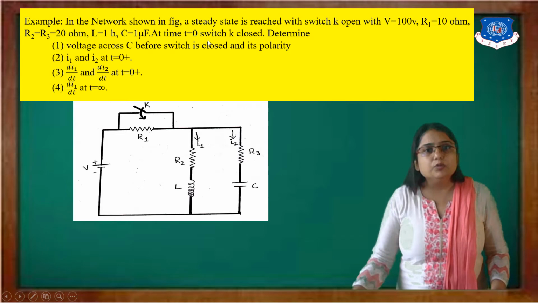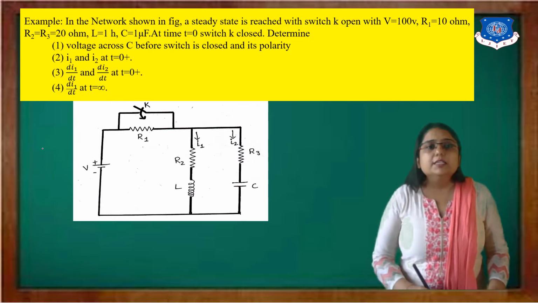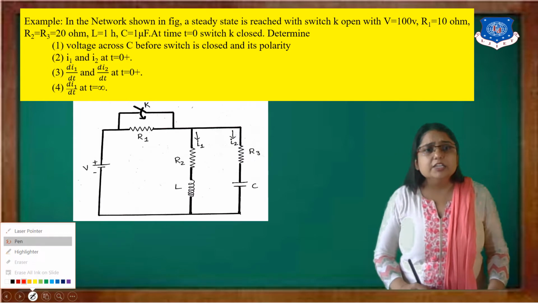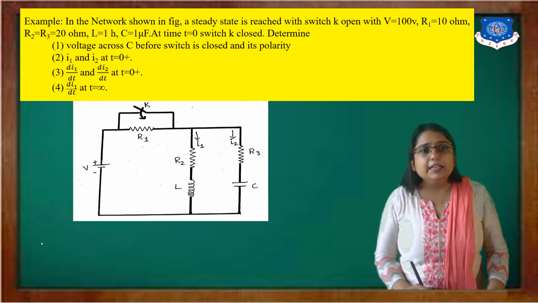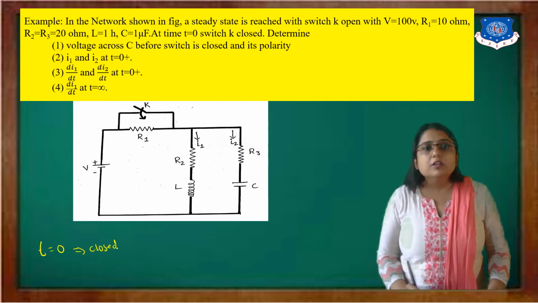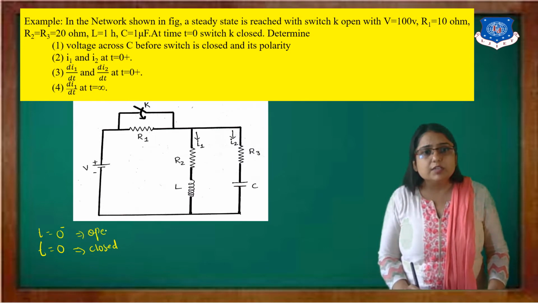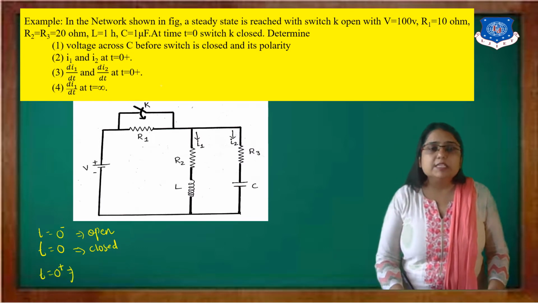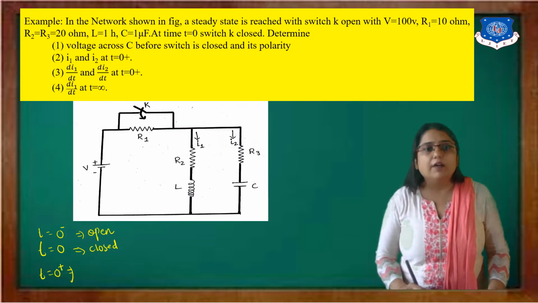At time t equal to 0, switch K is closed. See here, one condition is given to you, that at t equal to 0, the switch is closed. So at t equal to 0 minus, we have to consider our switch is open. And at t equal to 0 plus, because after that nothing is specified, they only said that at t equal to 0 the switch is closed, so after that we have to consider our switch is closed till t equal to infinity.